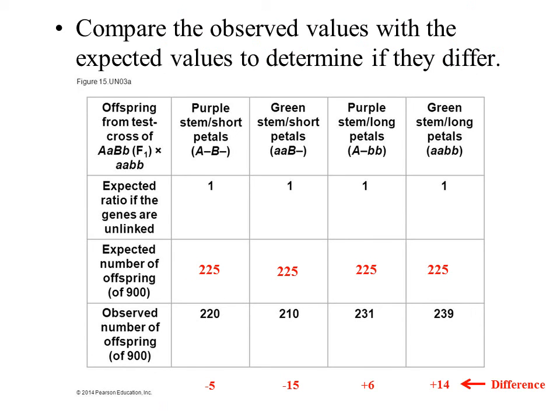So now you're supposed to compare the observed values with the expected values. This is going to be used to determine if they differ at all. So below the chart, I have the difference of expected versus observed. So the first column, there's -5 of difference. The second column, -15. The third, +6. And the fourth is +14. So there is a little difference. We now need to see if this difference is significant enough to reject our hypothesis.